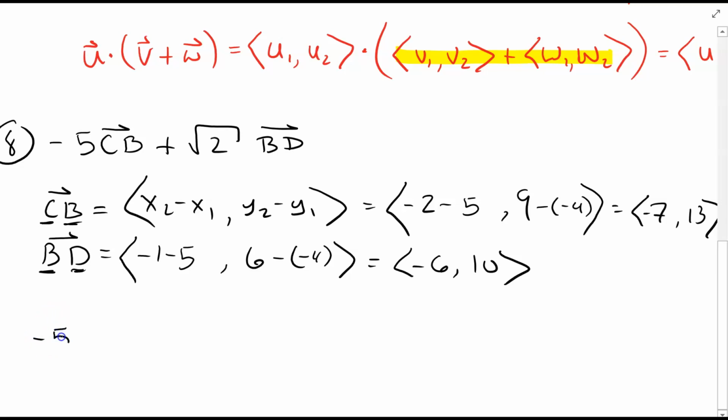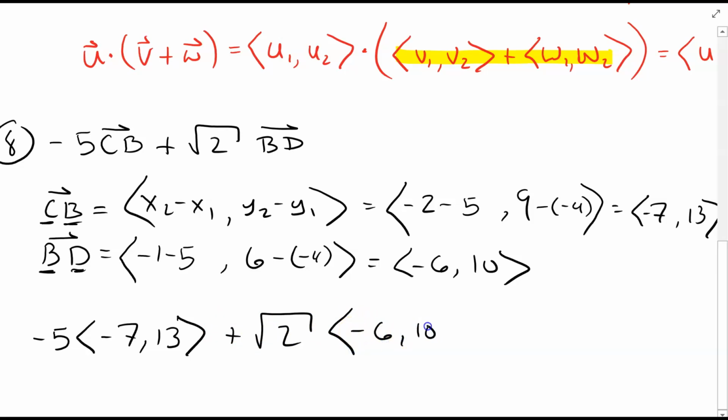So next I have negative 5 times the component form for CB. Maybe I should write that 13 so it doesn't look like a B. Plus square root 2 times the component form for BD. Okay, there.